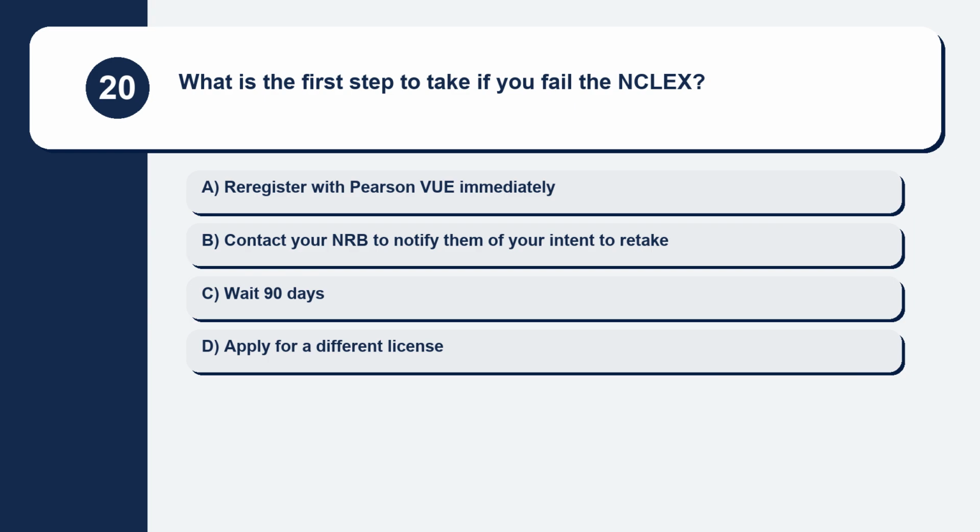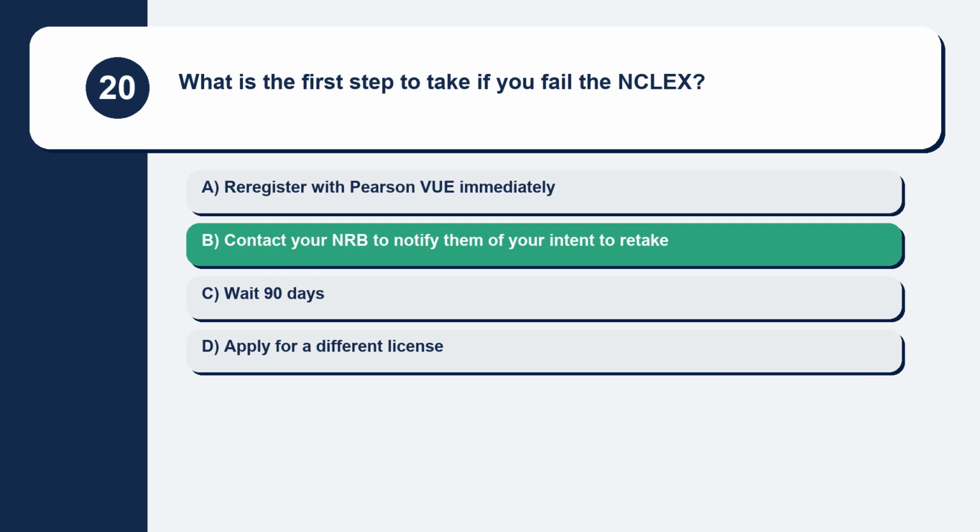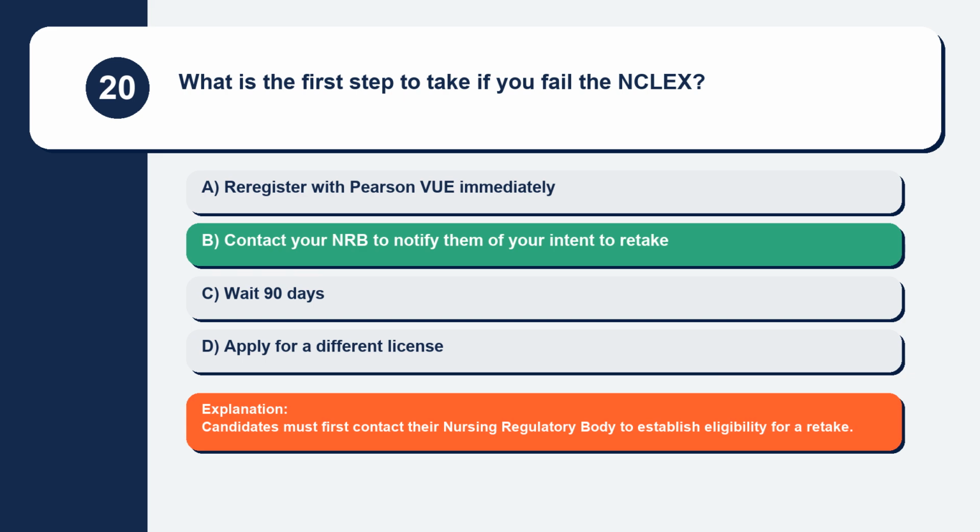Question 20. What is the first step to take if you fail the NCLEX? Register with Pearson VUE immediately. Contact your NRB to notify them of your intent to retake. Wait 90 days. Apply for a different license. Candidates must first contact their nursing regulatory body to establish eligibility for a retake.